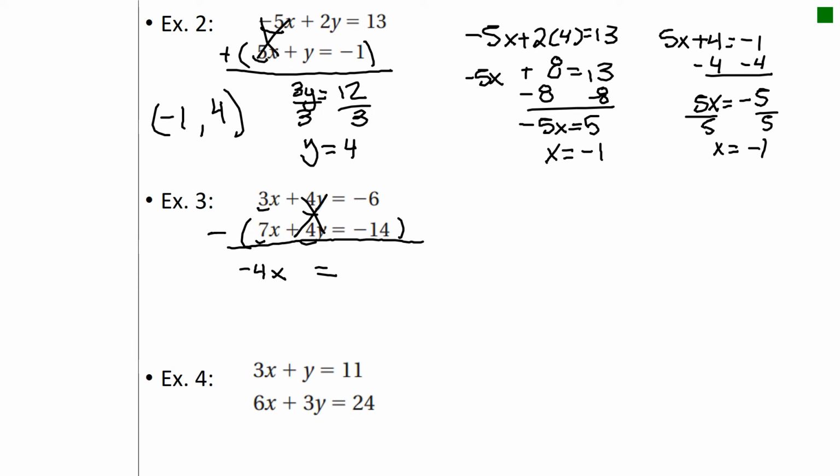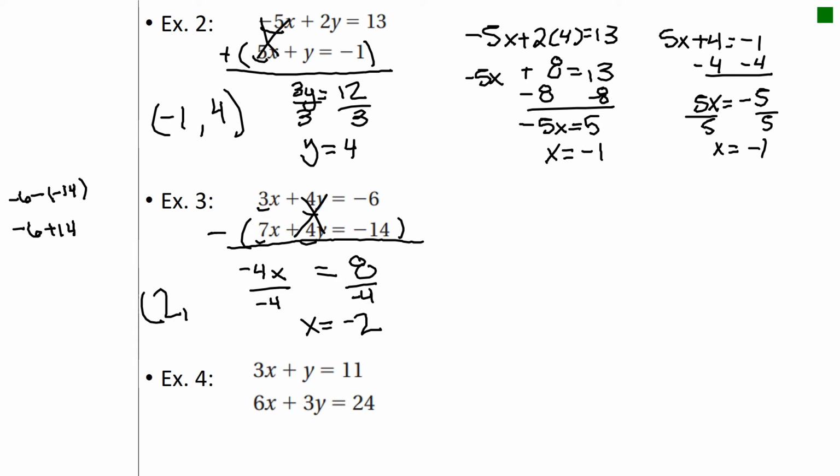Equals negative 6 minus 14. I'm going to write this off to the side. Negative 6 minus negative 14 changes to negative 6 plus 14, and negative 6 plus 14 is 8. All right, so step 2, we're going to solve for x. Negative 4 divided by negative 4, x equals negative 2. So we found out that the solution to this one is x is negative 2.